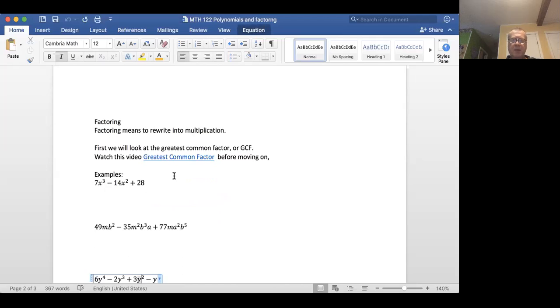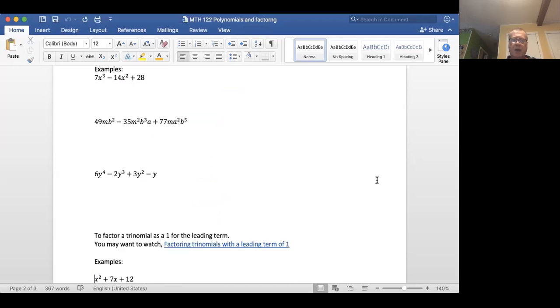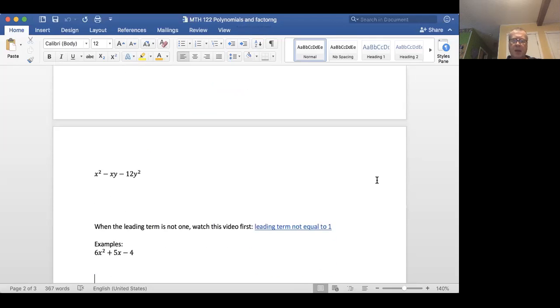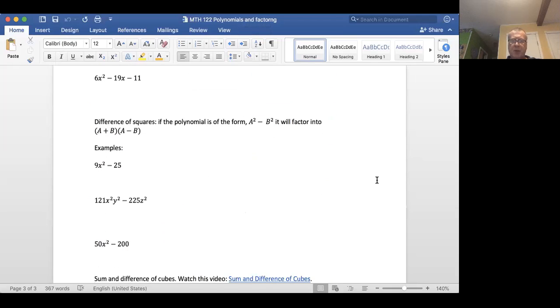A second part of this is factoring. There are several methods of factoring that we'll see this week. One of them is the greatest common factor. We'll also see factoring by grouping and factoring when the leading term is 1, factoring when the leading term is not 1, and some special factorizations like sum and difference of cubes and difference of squares.